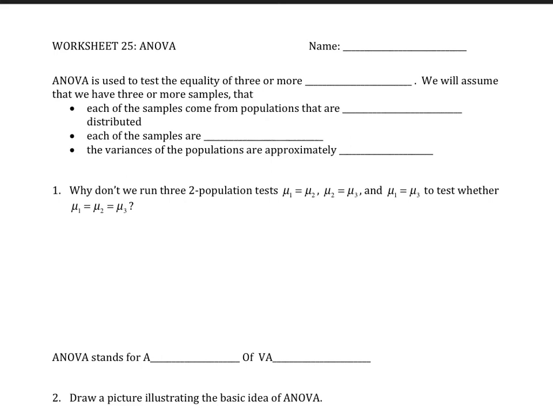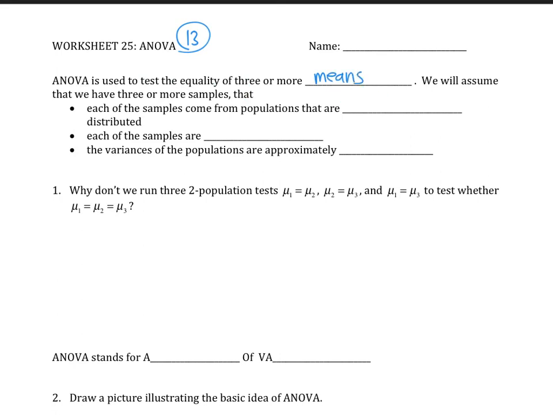Alright, this is going to be our last section. It's called ANOVA, A-N-O-V-A. This corresponds to chapter 13. ANOVA is used to test the equality of three or more means.